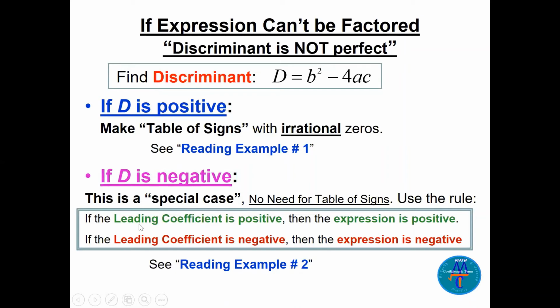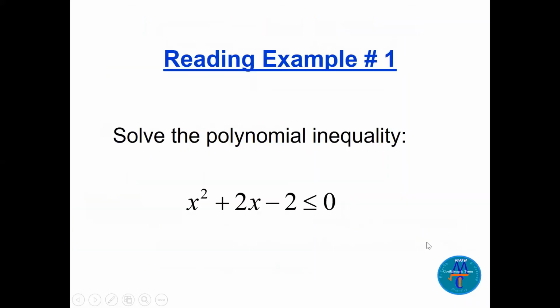Just to mention here, if the discriminant is negative, you have to use this rule here. If the leading coefficient is positive, then the whole expression is positive. Just remember that. If the leading coefficient is negative, then the whole expression is negative. I will show you more than one example.